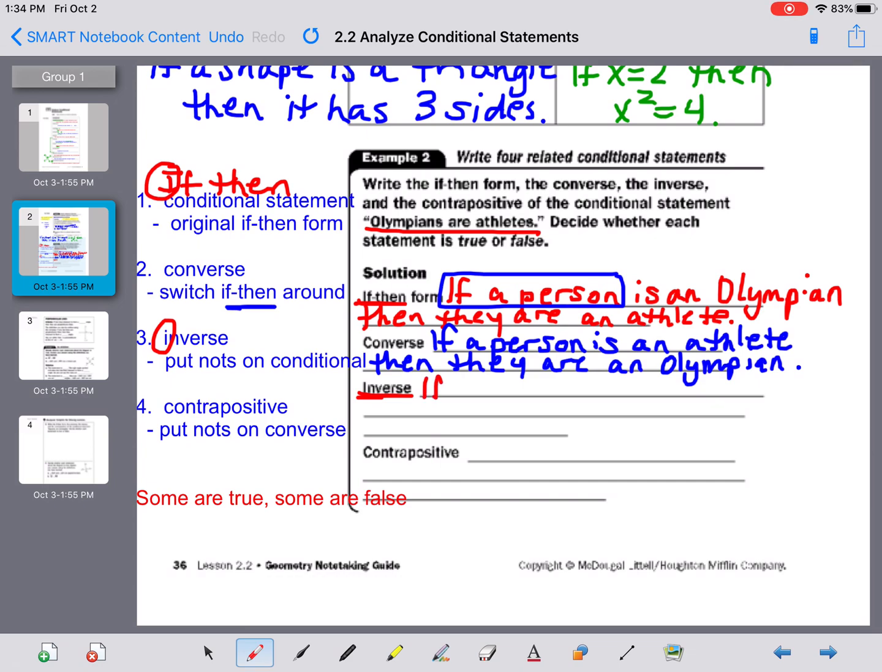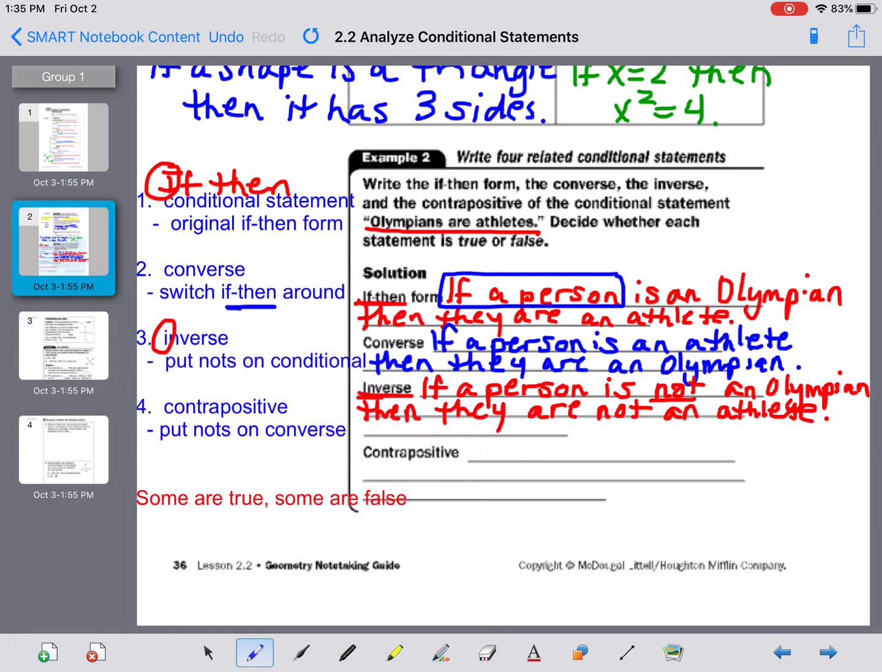So we write, if a person is not an Olympian, then they are not an athlete. Okay.